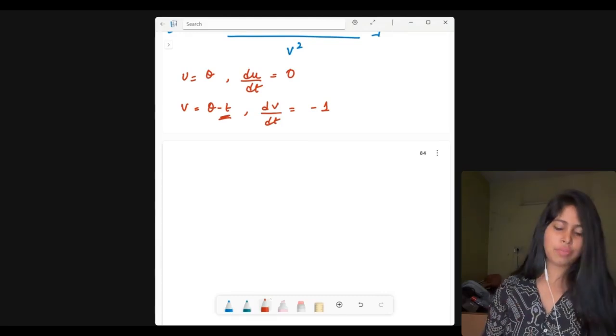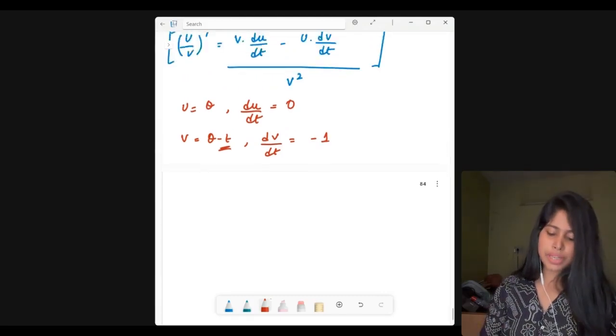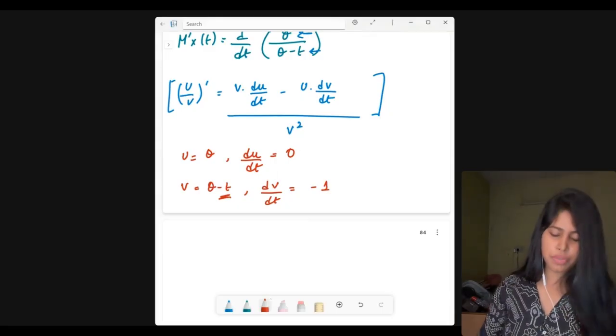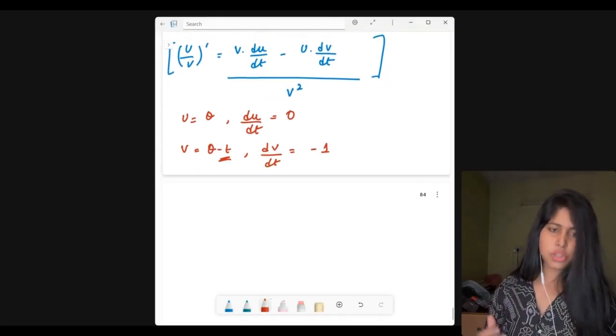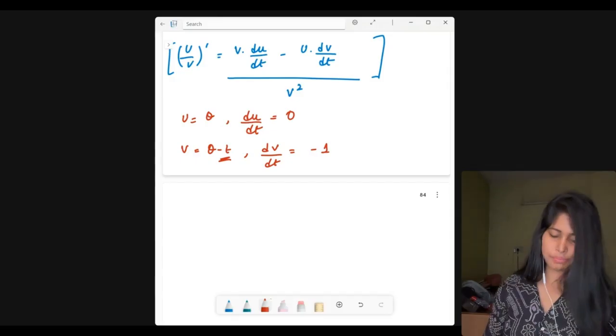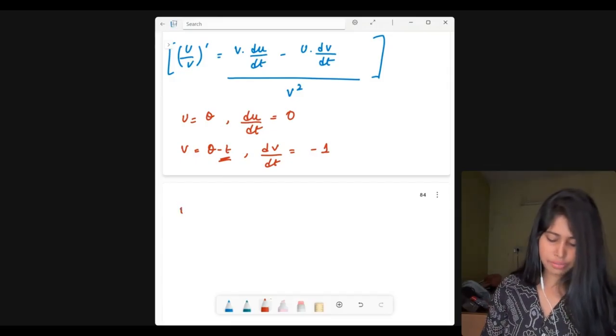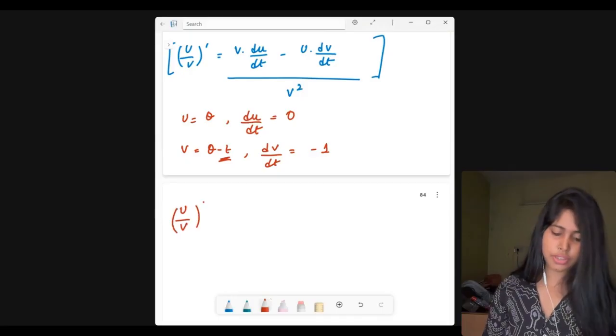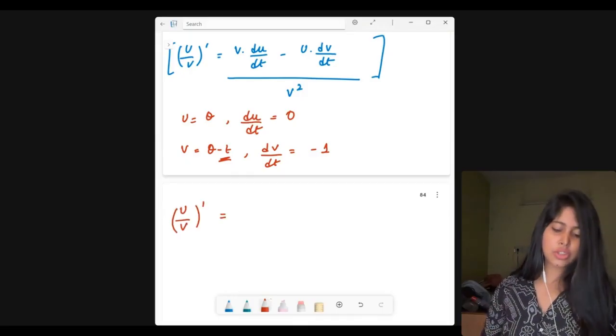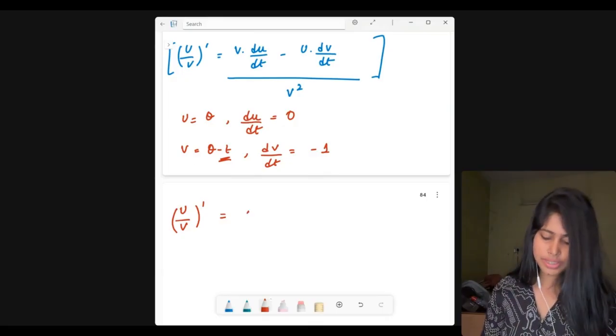Okay, now coming to just replacing these values in the formula. Now see, I'm keeping the formula so that you can understand what I am writing. See, let me write u by v, the derivative is, that is v into du by dt. Now v is what? Theta minus t, theta minus t.